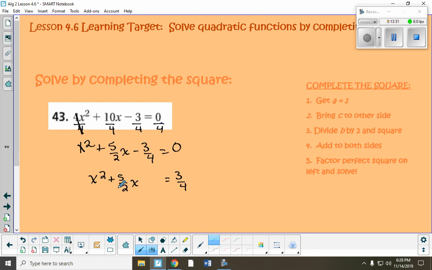Now, we have to take this middle term and divide it by 2. So 5 halves divided by 2. If you will recall, when we divide fractions, we actually multiply by the reciprocal. So the reciprocal of 2 is 1 over 2. So that would be 5/4. So that is dividing it by 2, but then, remember, we also have to square it. So that would be 25 over 16. So that's what we're adding to both sides. So this is a little bit messier.